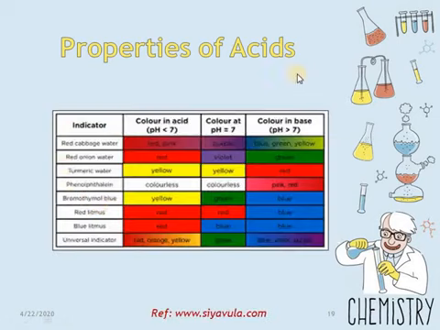Some more indicator colors are given here: red cabbage water, red onion water, turmeric water, phenolphthalein, bromothymol blue, red litmus, blue litmus, universal indicator.